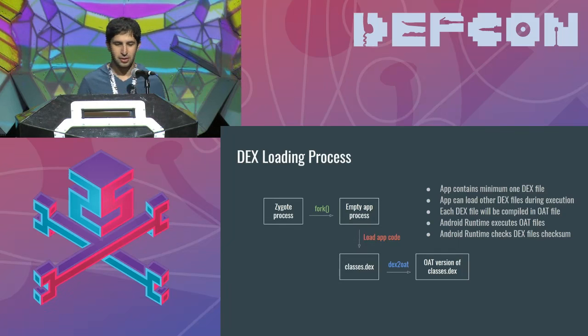So what happens when you load a DEX file, when you start an app? You trigger the Zygote process, which is an empty process that contains preloaded classes, and it's done in order to shorten the startup time of the app. The Zygote process forks itself into an empty app process and loads the app code, the OAT file. But what happens if the OAT file is missing? It will trigger DEX to OAT, the process that compiles the DEX file into an OAT file, and will use the OAT file in order to execute the app.